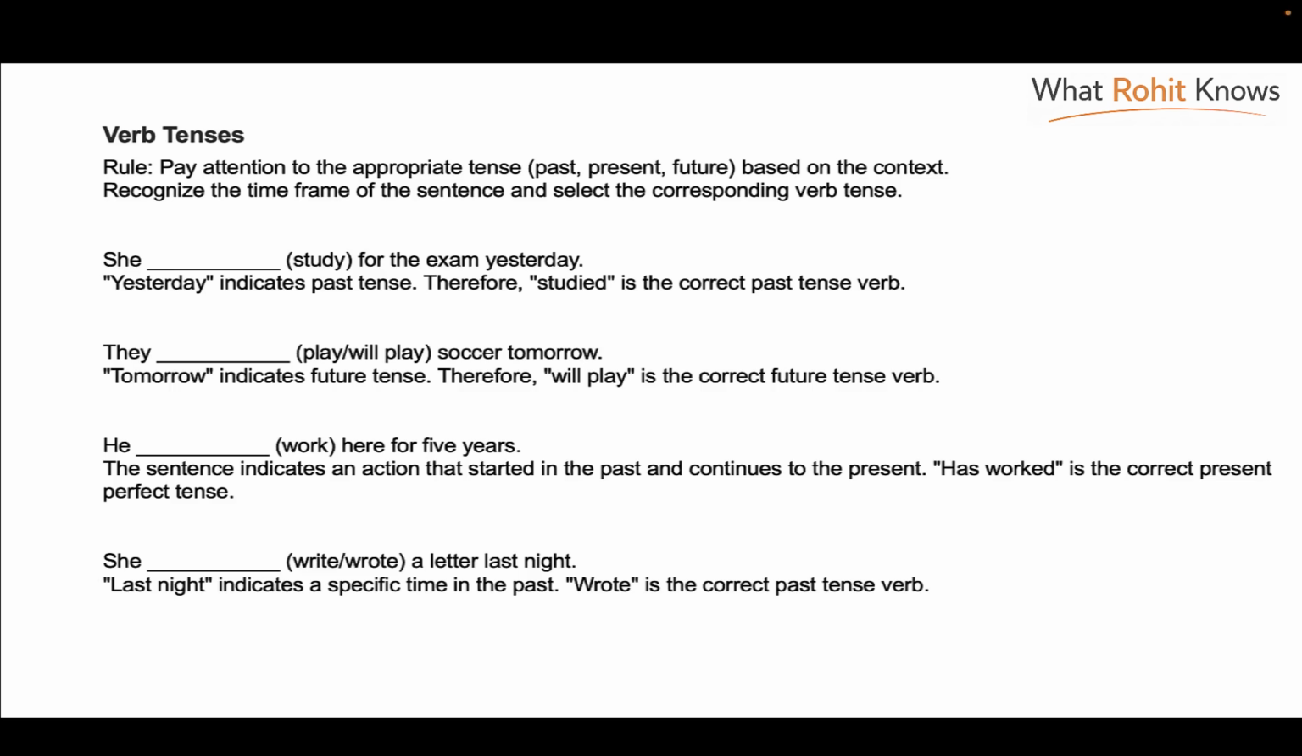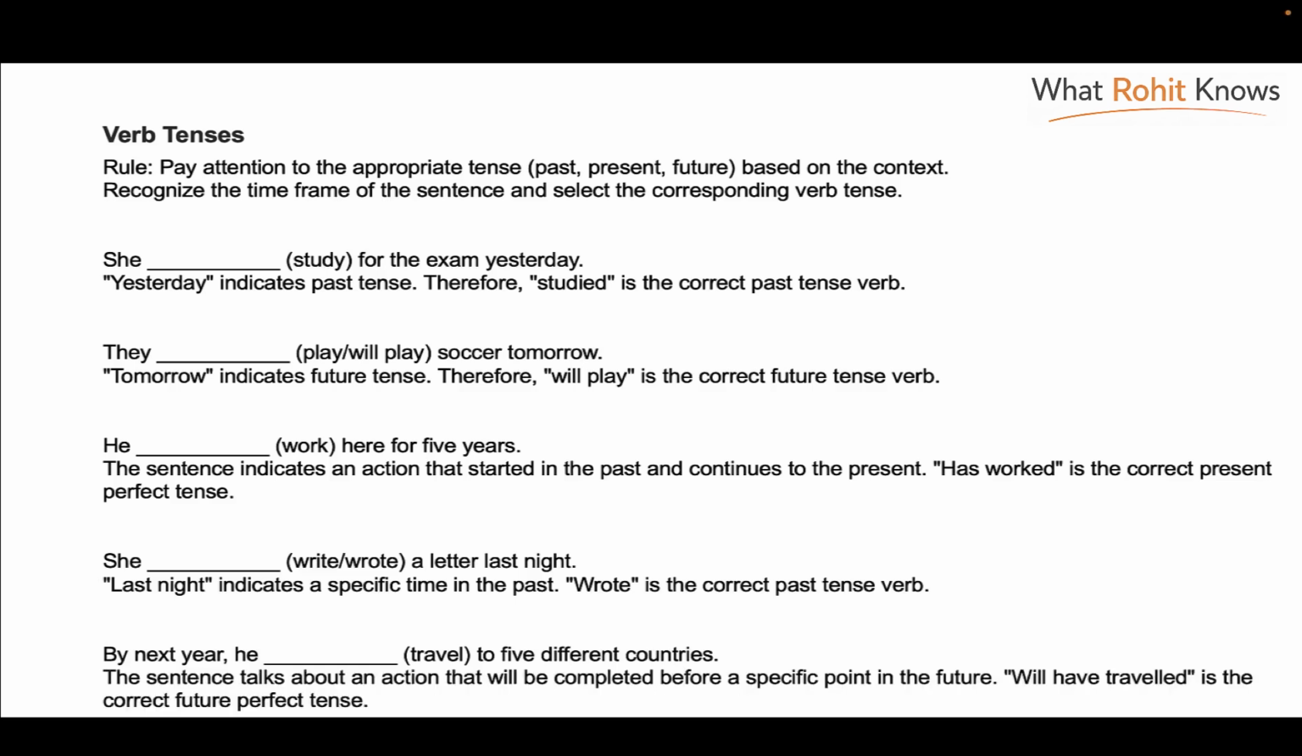Something that started in the past and is still going on, that is present perfect. So if you learn just those simple rules, 5, 10 rules, and then you pay attention to the words which describe that time period, what type of time period it is, then it will become very easy for you to pick the right options and fill in the blanks. This is another one: "By next year," so this is about future perfect. He will do something and it will happen in future. By next year, he will have traveled to 5 different countries. So it's a future perfect tense.